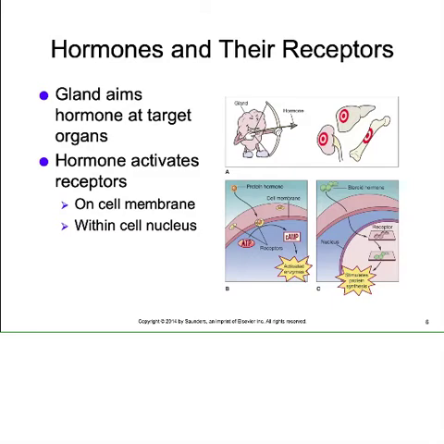So glands are going to affect their target organs based on whether or not they contain a receptor for that particular hormone. And we talked about the fact that if it's a water soluble hormone, the receptor is going to be on the membrane surface, and if it's a lipid soluble hormone, it's going to be inside the cell, either in the cytoplasm or in the nucleus. Organs that don't have receptors for those hormones aren't going to respond to them. Those hormones will just pass those glands and tissues by, and they won't have any effect.